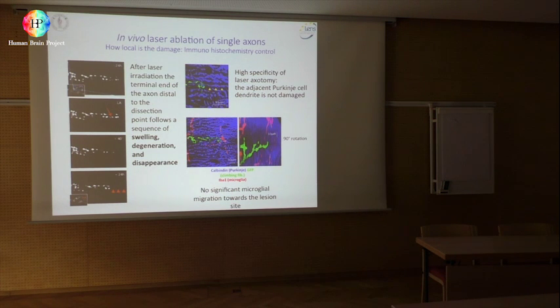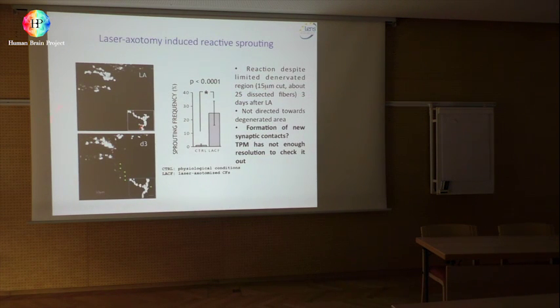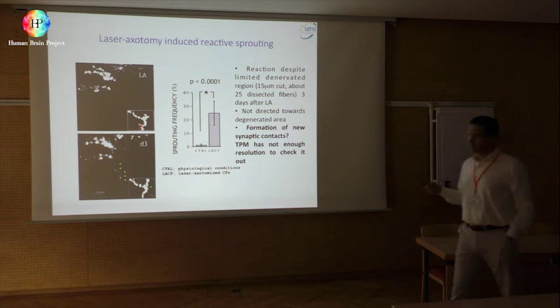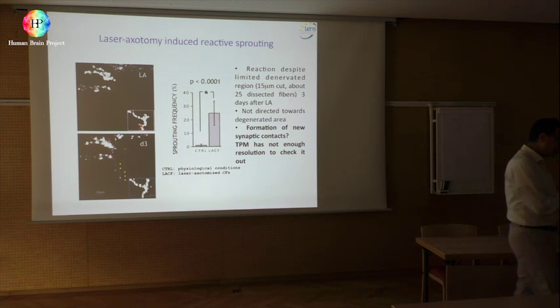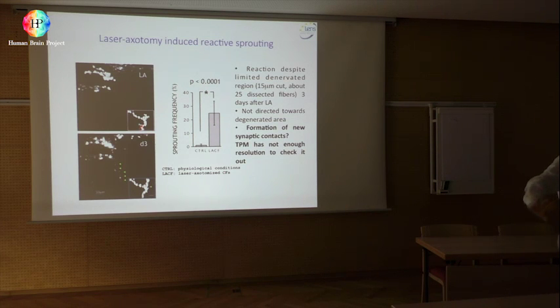And then you see, for example, here, if we cut in one area, this is the climbing fiber, then we have a sprouted branch. You see here the sprouted branch, coming out from another area. So that means that the climbing fiber is trying to find another connection with the dendrite of the Purkinje cells to establish a new connection.